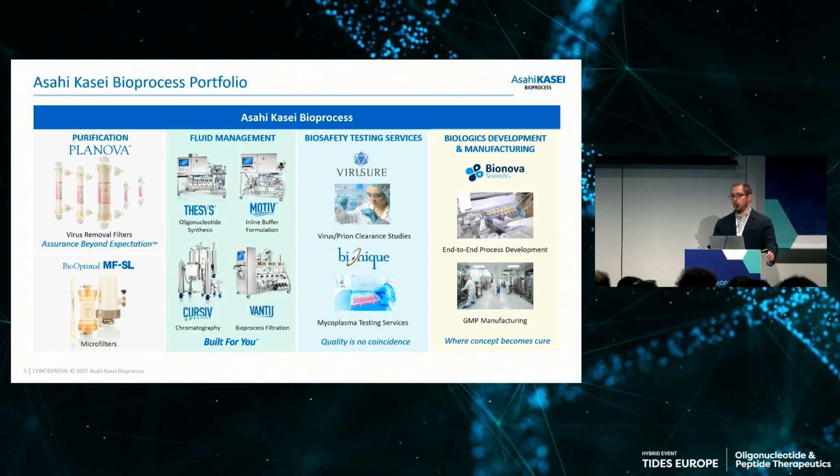Now, within fluid management, we have 4 primary brands. We have THESYS, which is our oligo manufacturing technology. We have Motive, which is our buffer formulation equipment that can really be implemented in a variety of different applications. Cursive is our chromatography equipment, and that's purification not just for oligo manufacturing, but for other downstream applications as well. And finally, we have our Vantage brand, which is related to filtration. And this is where we have some overlap with our purification business unit. Our automated equipment is compatible with the consumables that are distributed by our purification business unit.